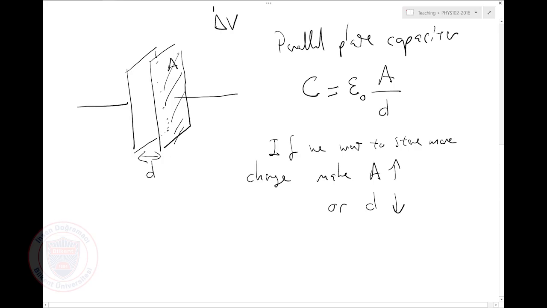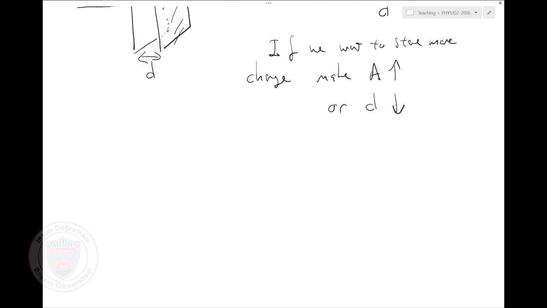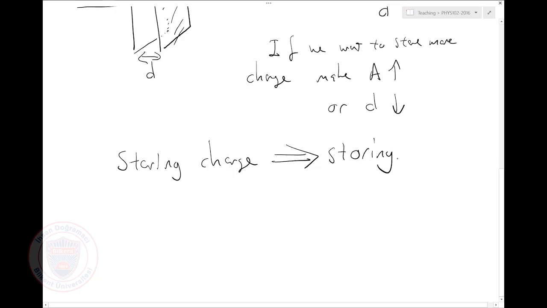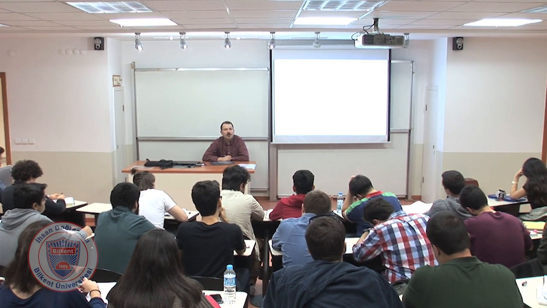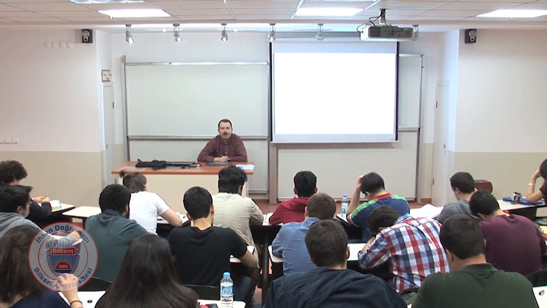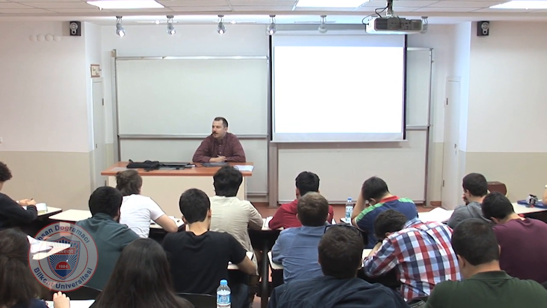Now, I'm going to tell you one more thing today. I'll tell you that storing charge means I'm also storing energy. So let's calculate how much energy I store in a capacitor if I charge it with charge Q. Okay? So let's start from an uncharged capacitor.